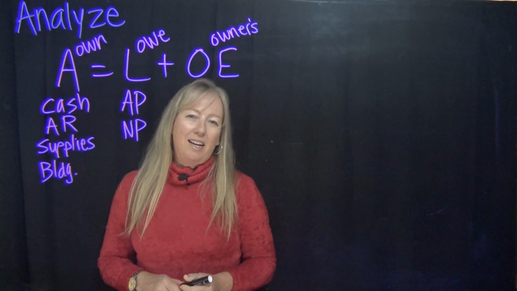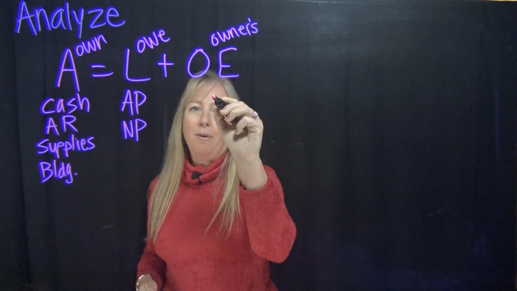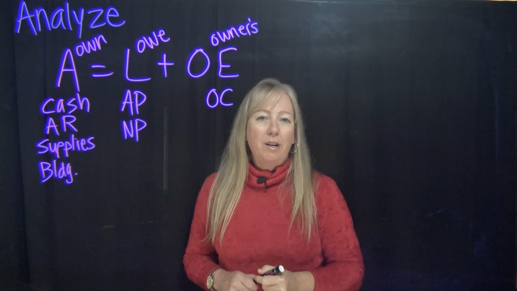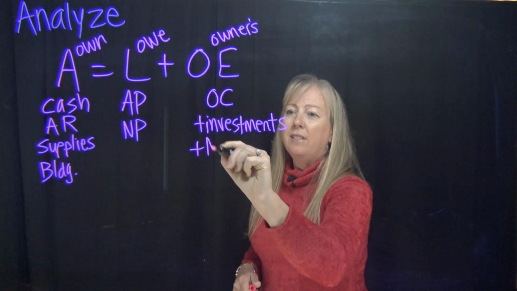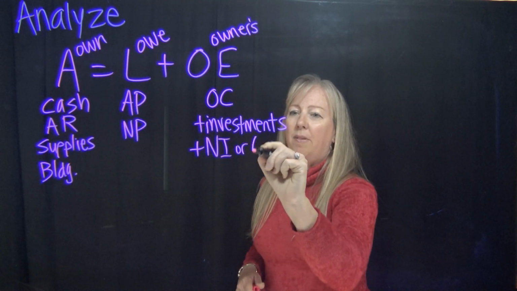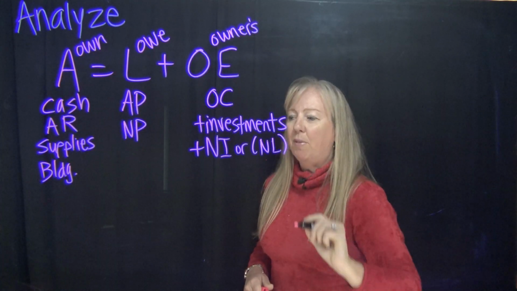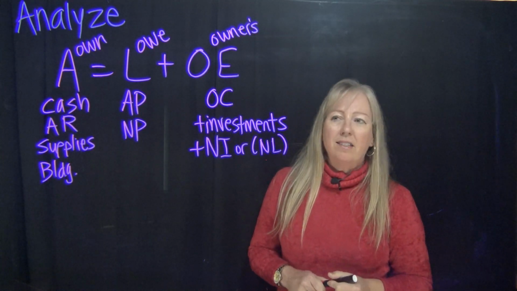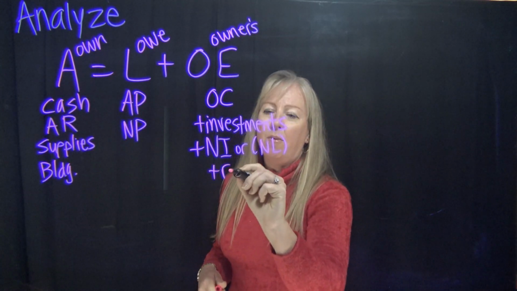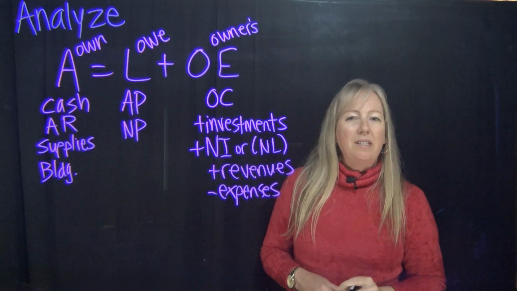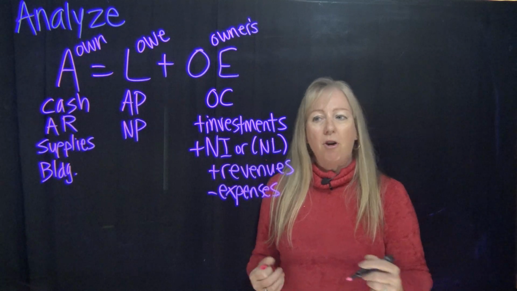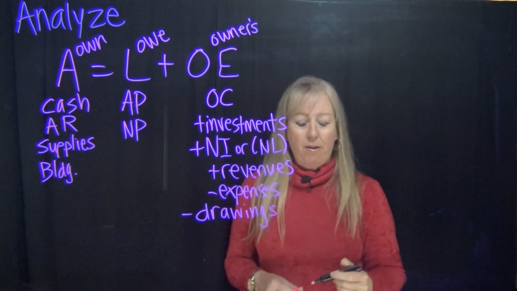Our owner's equity section will be affected by owner's capital. The owner's capital will be increased by investments. It will be increased by net income or decreased by a net loss. I'll put that in parentheses for a negative number. And the net income and net loss comes from an increase from revenues or decrease in expenses. And lastly, we would see a decrease in owner's capital from drawings. That's when the owner pulls money out of the business.